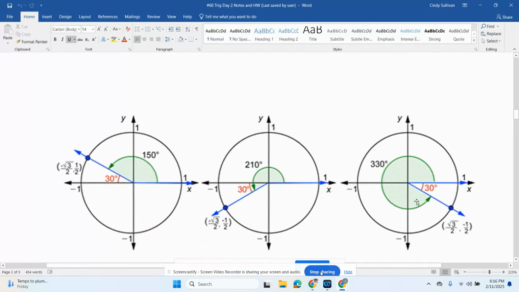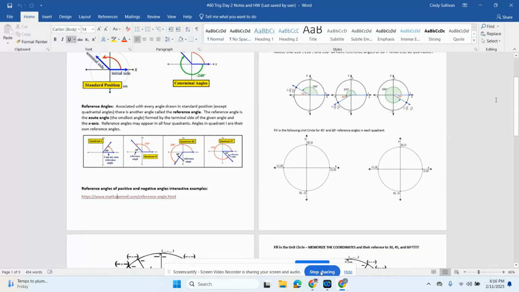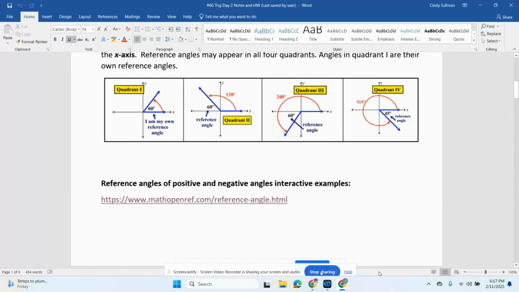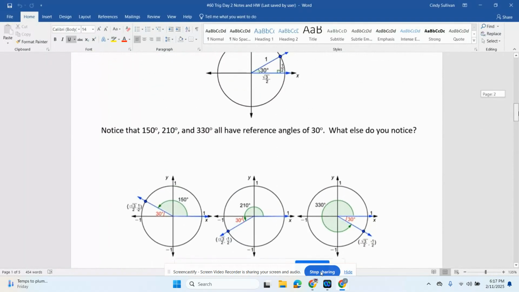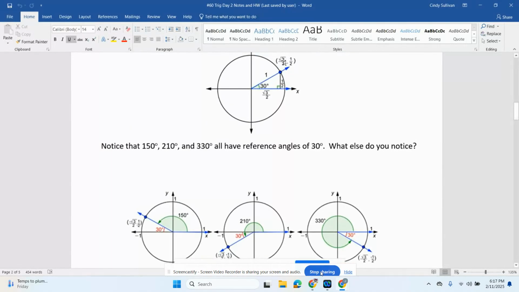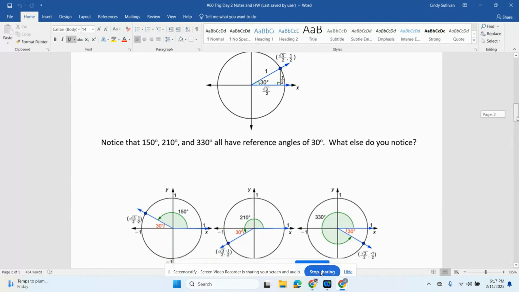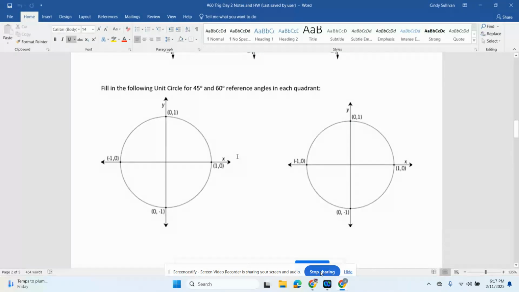And then over here, 330 degrees all the way around has a 30-degree reference angle, and the coordinate is the same exact thing, square root of 3 over 2 and negative 1/2. The difference is a positive and negative. So they have the same coordinate as, let me zoom in, sorry. They all have the same coordinate as this, square root of 3 over 2 and 1/2, because they all have the same reference angle.